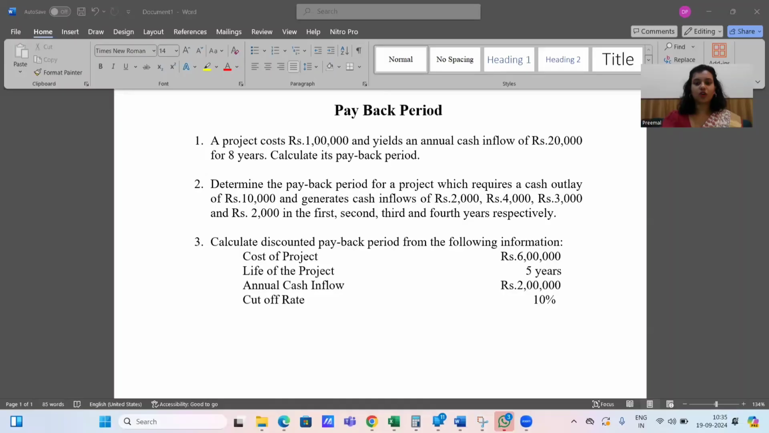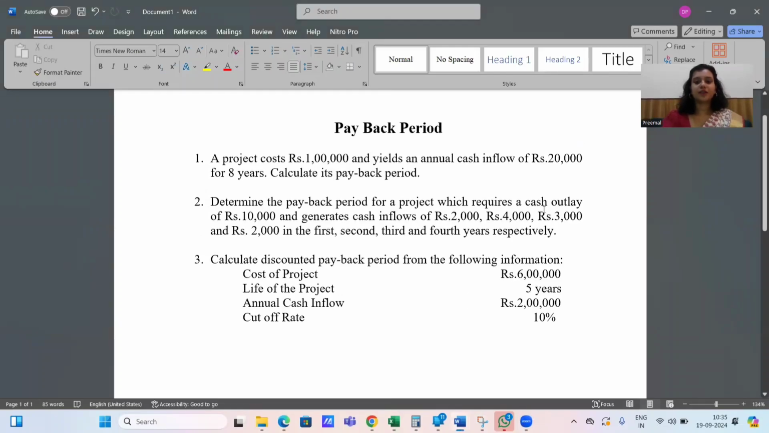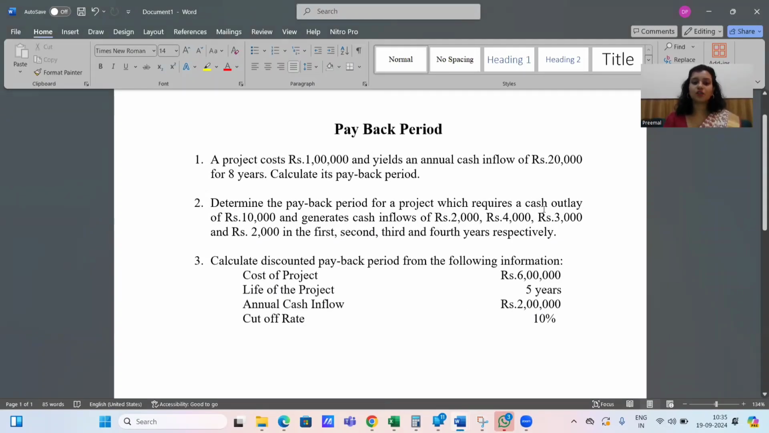Hi. In today's class, we're going to learn the concept of payback period. And we are also going to be calculating a few sums using the payback period method. So let's try working out. There will be three questions that I will be working out today to show the concept of payback period under the traditional method and also payback period under the modern method. Let's look at the first question.